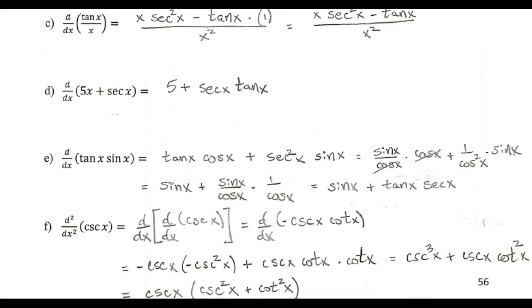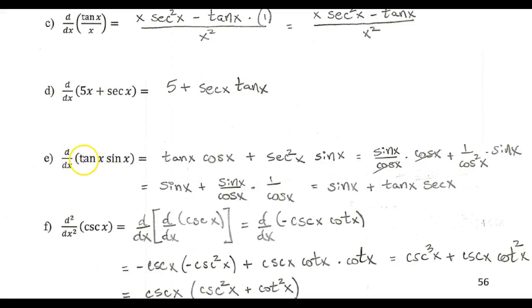In part D, again, I have a sum of functions. I just want to do some examples for you. So the derivative with respect to x of 5x plus secant x: I take the derivative of 5x, I get 5. And then the derivative of secant x is secant x tangent x, which again you just have to memorize.